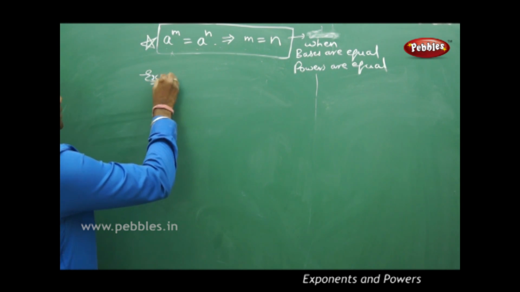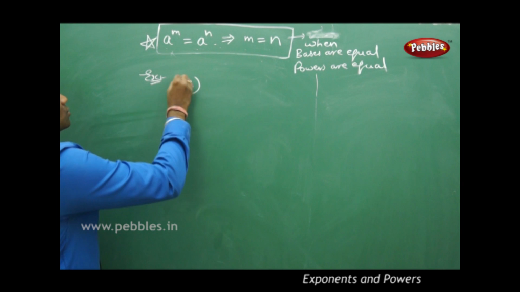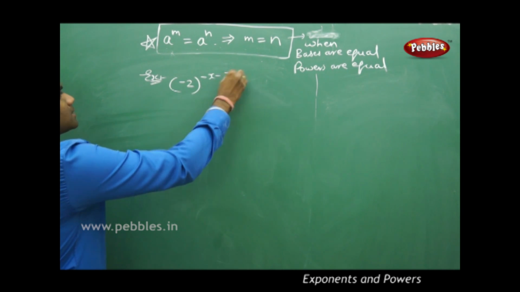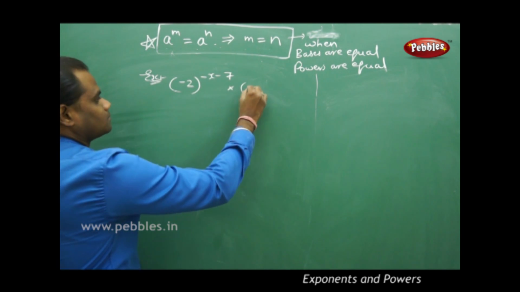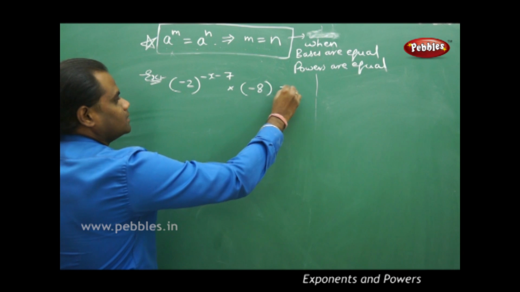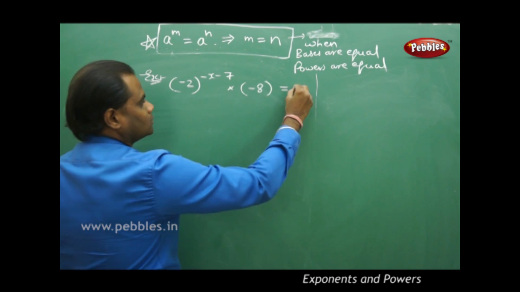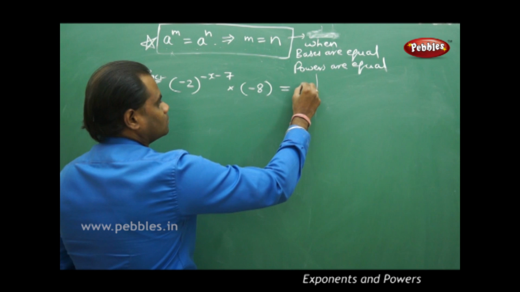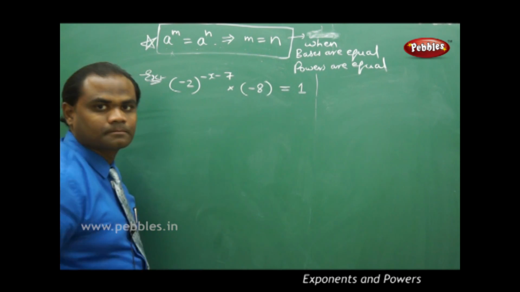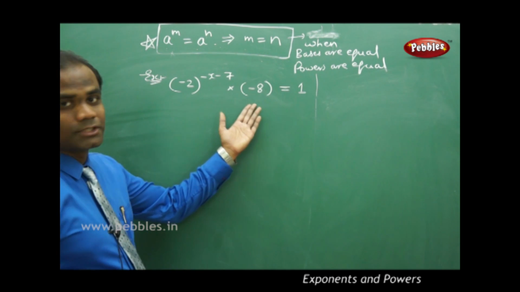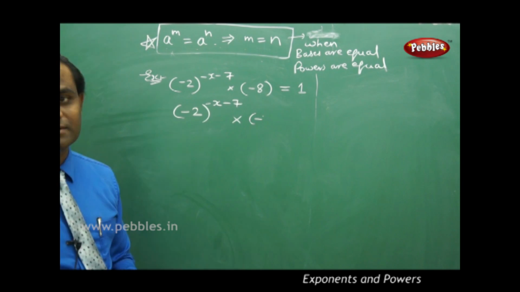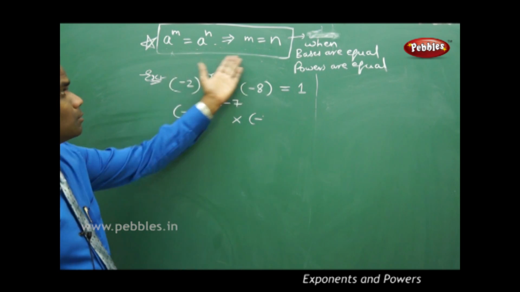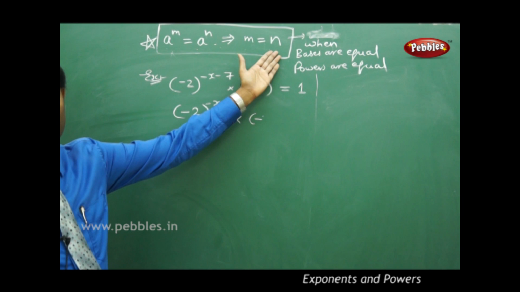Say for example I have (-2)^(-x-7) times (-8) is equal to 1. Now I want to solve this equation. Indirectly I want to find the value of x using the laws of indices and the most important property which I discussed here on the top.